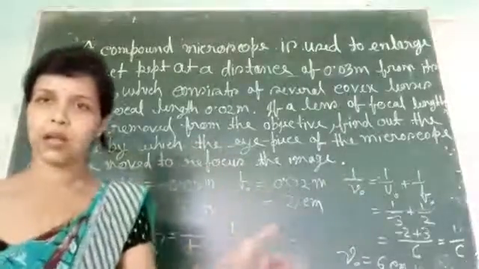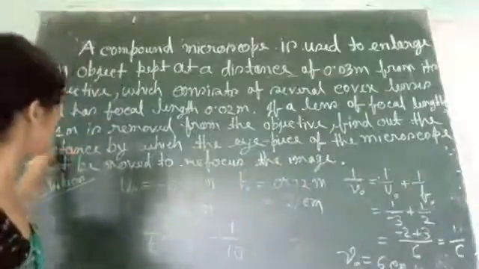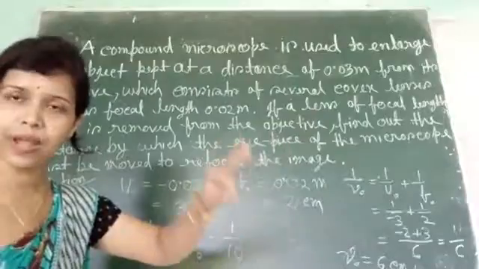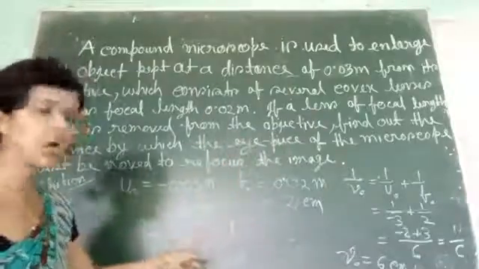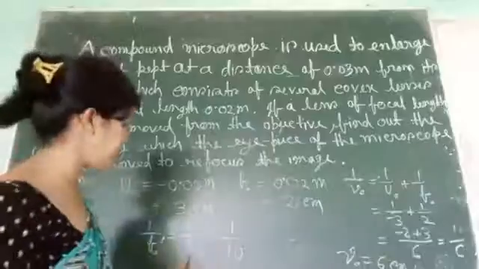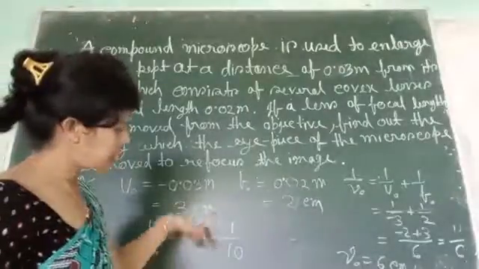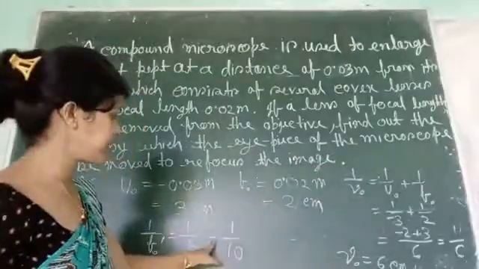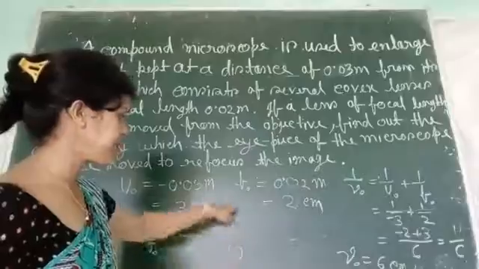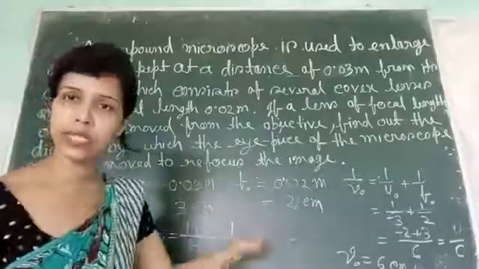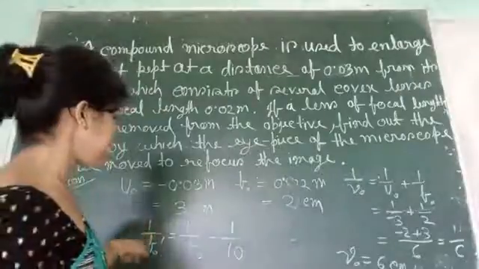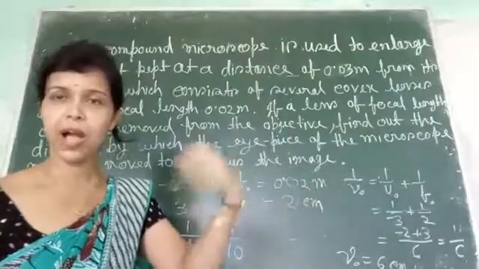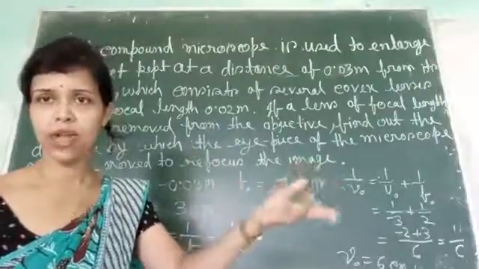When the convex lens of focal length 0.1 meter, that means 10 centimeter, is not removed, at that moment the focal length of the objective is taken as f naught. So the convex lens of focal length 10 centimeter is removed. That is why we give the minus sign here, minus 1 by 10, and it will give us the result of 1 by f naught dash, where f naught dash is the new focal length of the objective after removing the convex lens of focal length 10 cm.